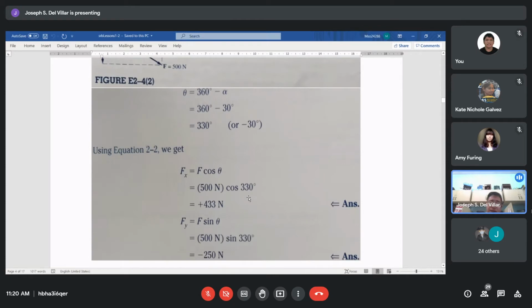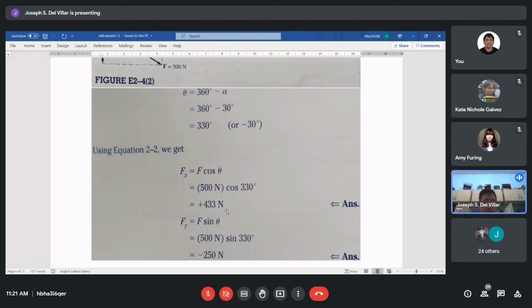Let's have an agreement that the final answers must always be expressed as or rounded off to 2 decimal places. Always. Okay? So dito sa statics, final answers must always be expressed in 2 decimal places or up to hundredths place. So the exact value for that is 433.01 newtons.